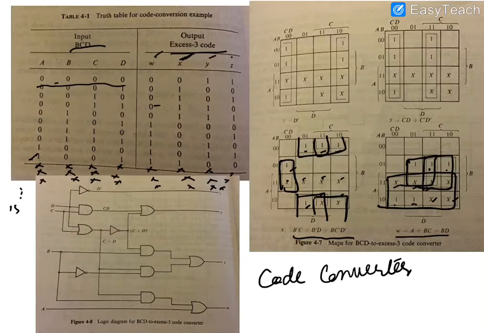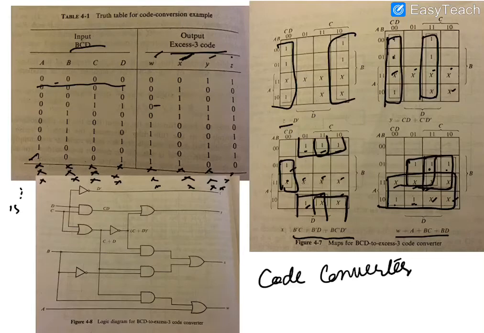Next for Y, the positions for x are the same, and after writing ones we will have two groups of ones and x here. And the last is for Z. We will have ones in this position, and we will have a single group of 8 squares, which gives Z is equal to D prime.